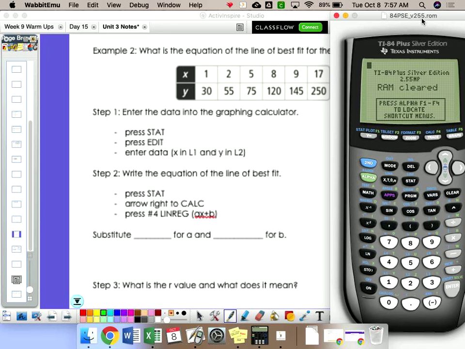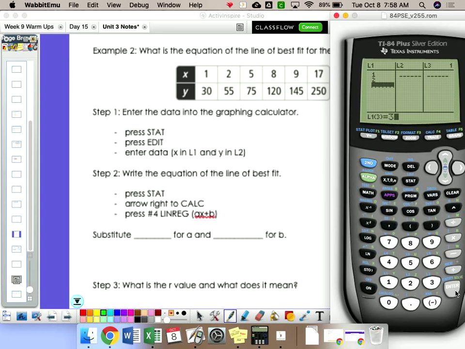So if you look at our steps, the very first button we are going to press is the stat button, which is right underneath delete. So if we hit stat, then it comes up with this screen and it tells us to press edit. So I'm already on edit, so I'm going to hit enter. Then I want to enter my data. The X's are going to go into this L1 column, and my Y's are going to go into this L2 column. So I'm going to type in that data.